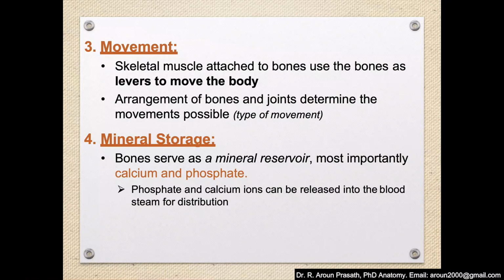Then the minerals, calcium and phosphate, are stored in the bone. So whenever there is a requirement of calcium, the blood takes calcium from the bone and utilizes it. Since there is calcium present, the bones are visible in x-rays. If the calcium is absent, the bones will not be visible.